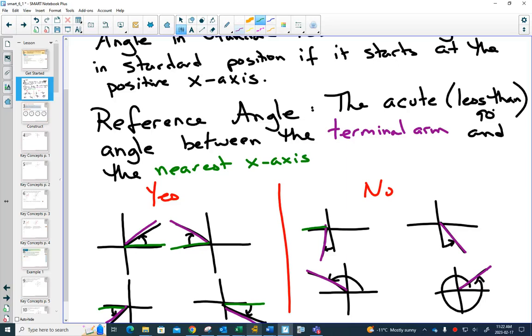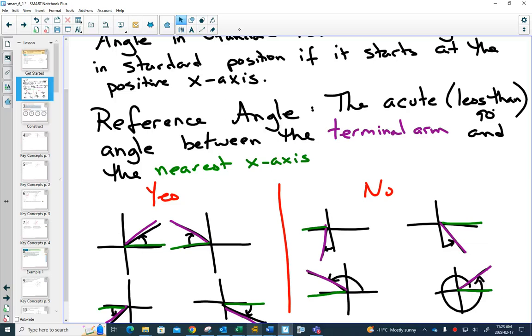Notice that here's my nearest x-axis, but I didn't label the angle between the terminal arm and the nearest x-axis. Here's my nearest x-axis. I didn't label the angle between that and my nearest x-axis. Here's my nearest x-axis. This one is between, right? It started on the nearest x-axis and ended at the terminal arm, but it's not less than 90 degrees. It was the actual angle that went past 360 degrees for that last one. So our reference angle is always the angle between the terminal arm and the nearest x-axis. Also a definition from grade 11 that we did.